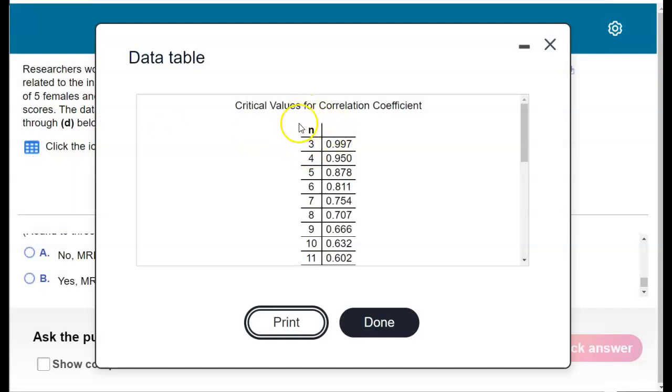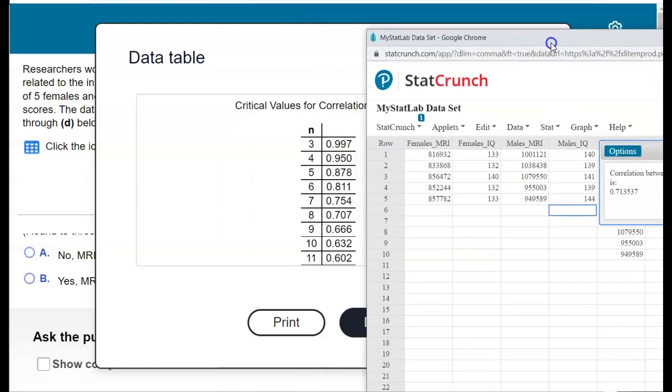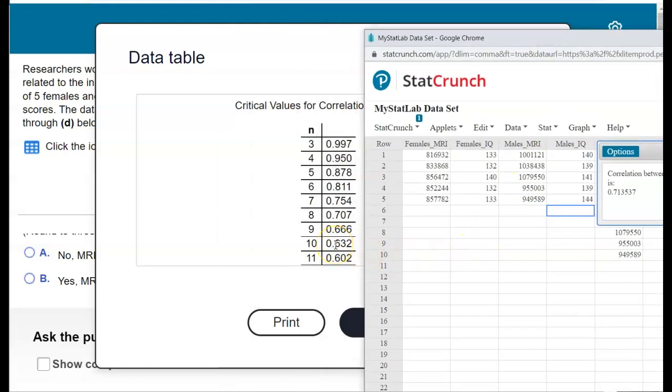N is how many people are in the study, and there were 5 women and 5 men, right? So our N is 10, and when our N is 10, the correlation coefficient minimum for them to be linearly correlated is 0.632. So since this is bigger than 0.632, remember, if it's equal to 1, it's exactly on a line, we say they are linearly correlated when we put the women and the men together.